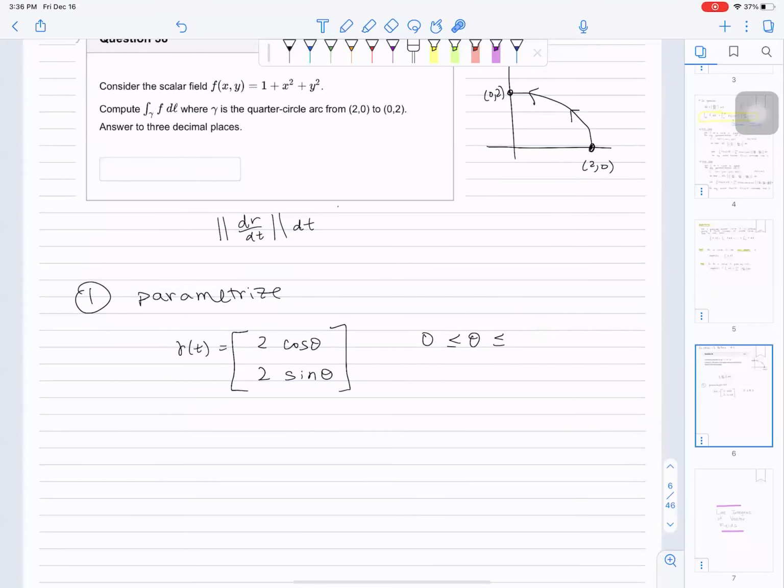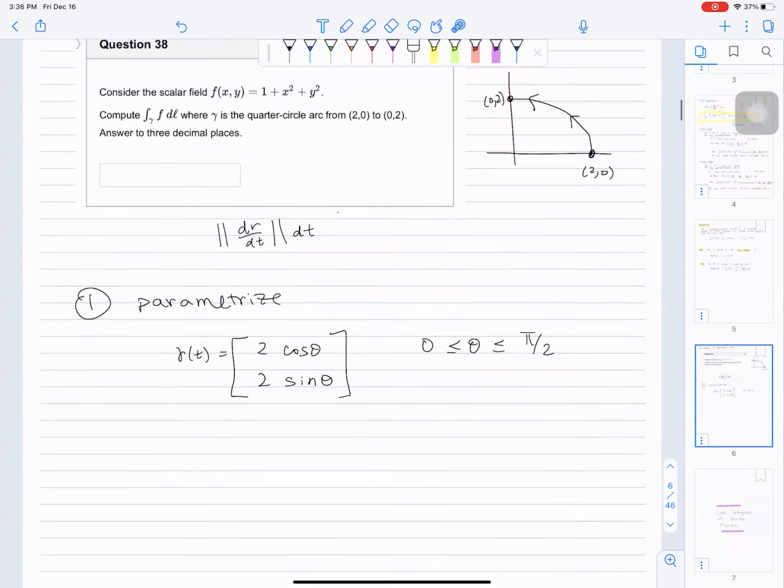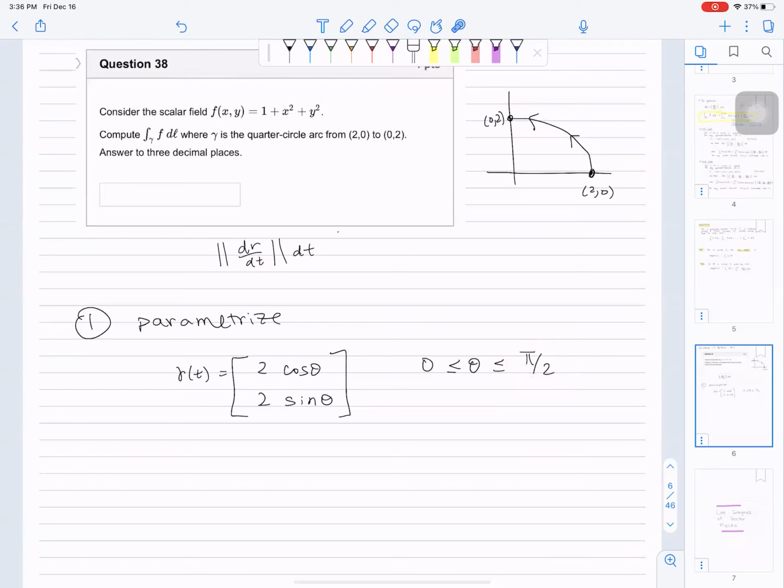Where does theta go till? Well, what angle is this? Pi over 2. Let me check. If I plug in pi over 2 here, I get 2 times 0, which is 0, and 2 times 1, which is 2. That's correct. My ending theta gives me my ending point.